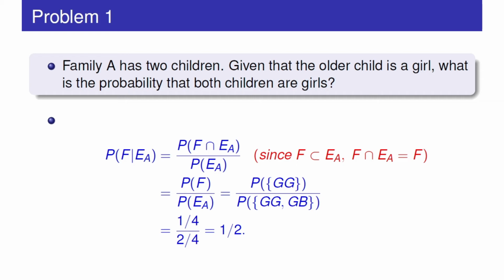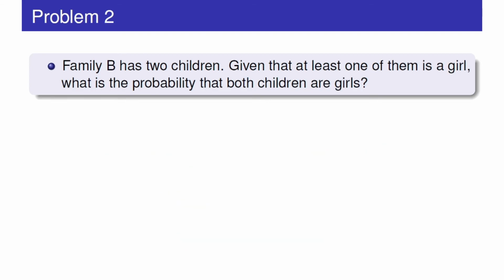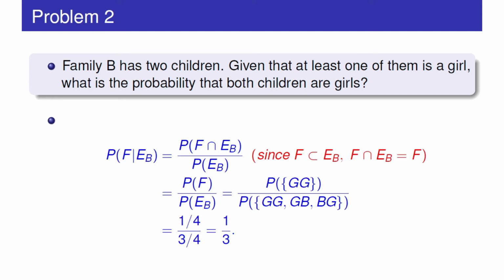So that's the answer for problem 1. We found that the probability that both children are girls is 1/2, given that the older child is a girl. Now let's consider problem 2. We're going to use conditional probability again. Family B has 2 children. Given that at least one of them is a girl, what is the probability that both children are girls? Here, the event of interest is, again, both children are girls. But the condition now is the event that at least one of them is a girl. So we can set up this conditional probability as P of F given that EB has occurred.